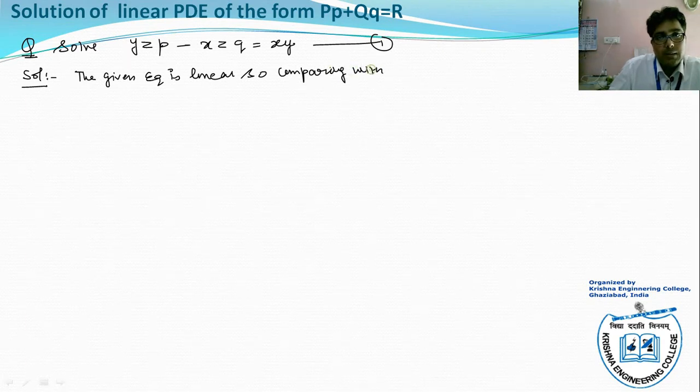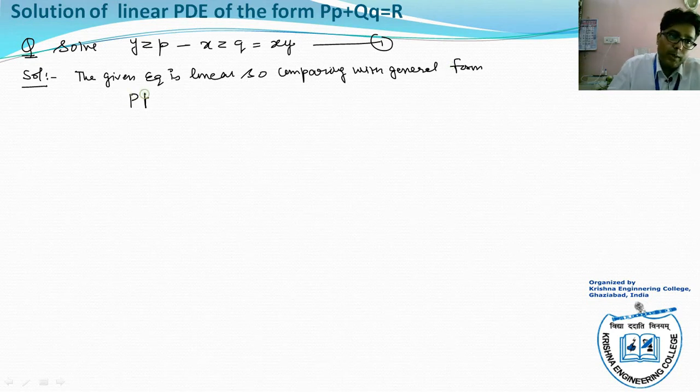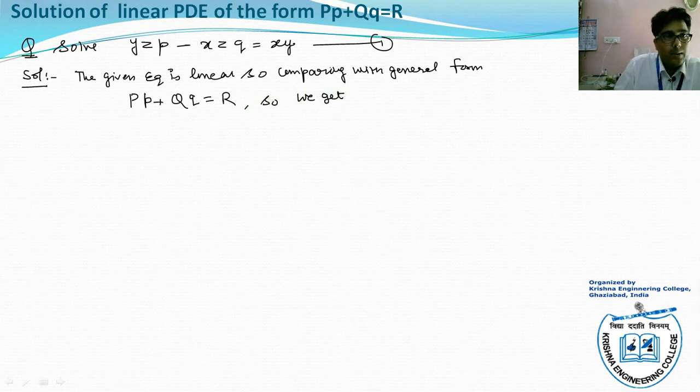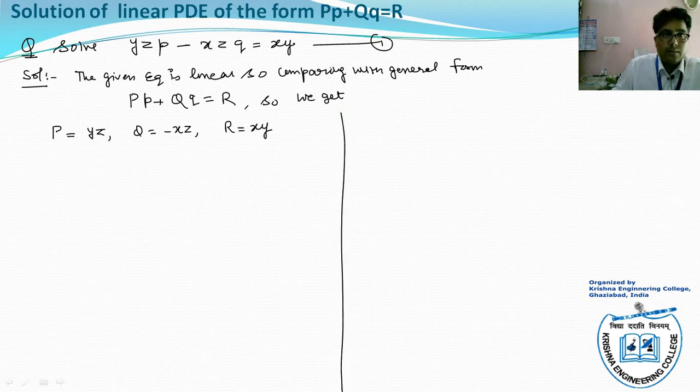Comparing with the general form Pp plus Qq equal to R, so we get capital P is equal to yz, capital Q is equal to minus xz, and capital R is equal to xy. Clear? Now write Lagrange's auxiliary equation.